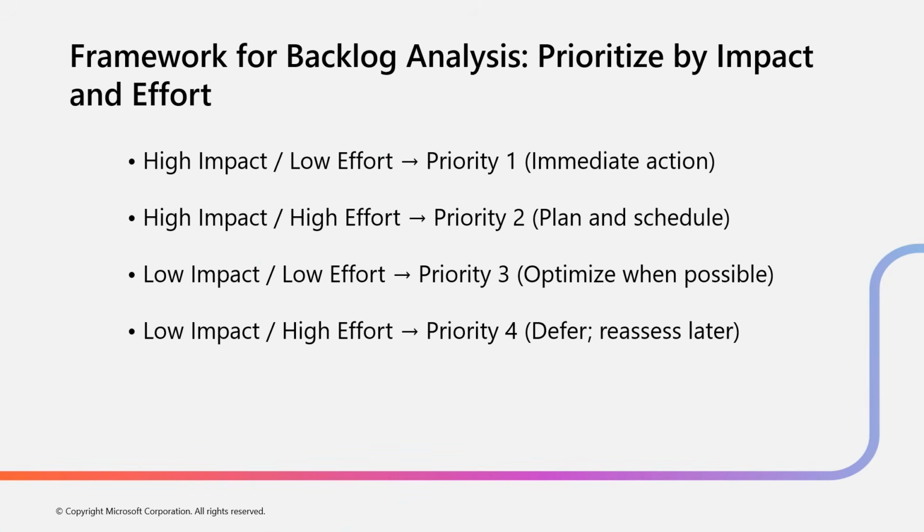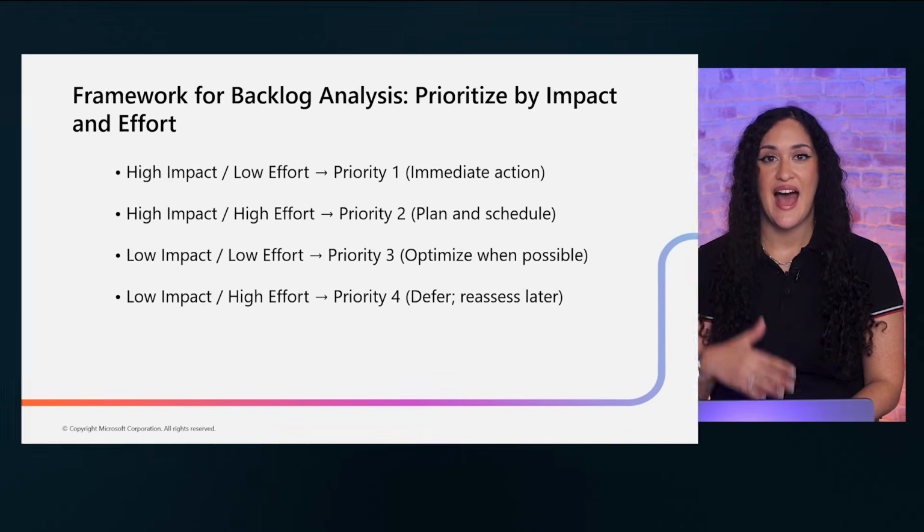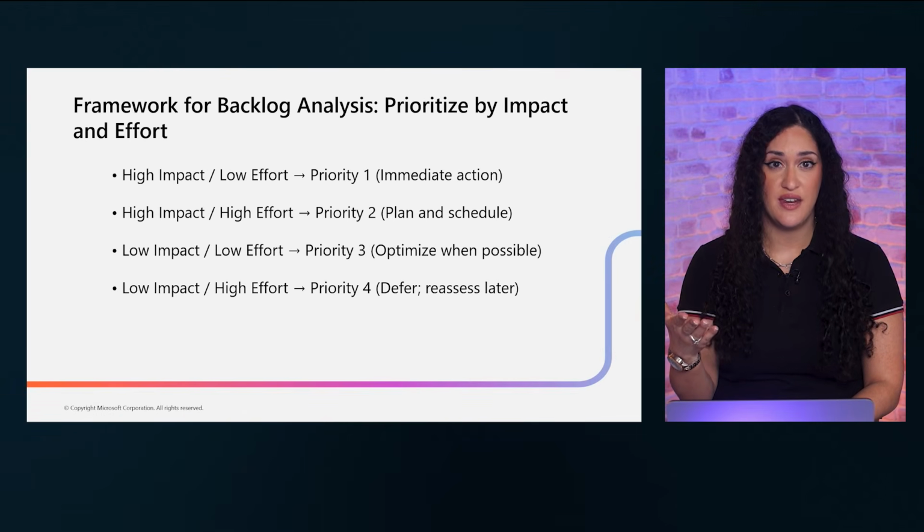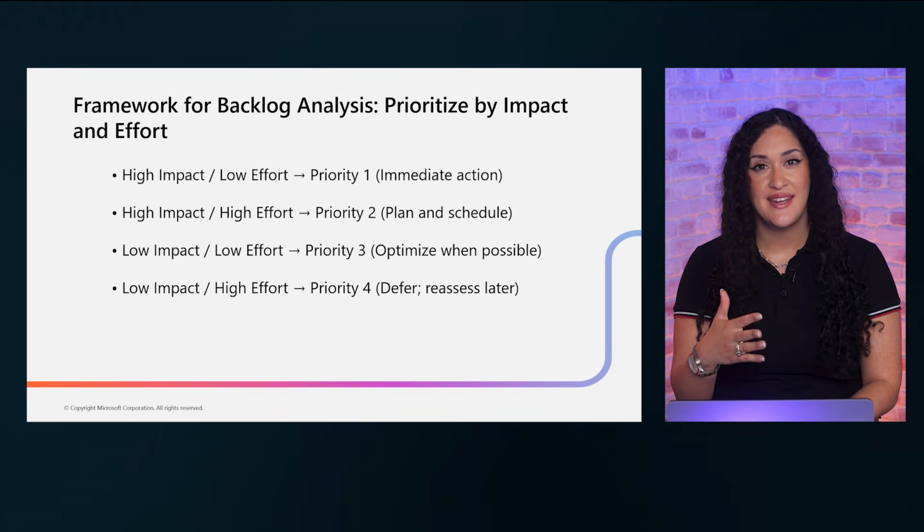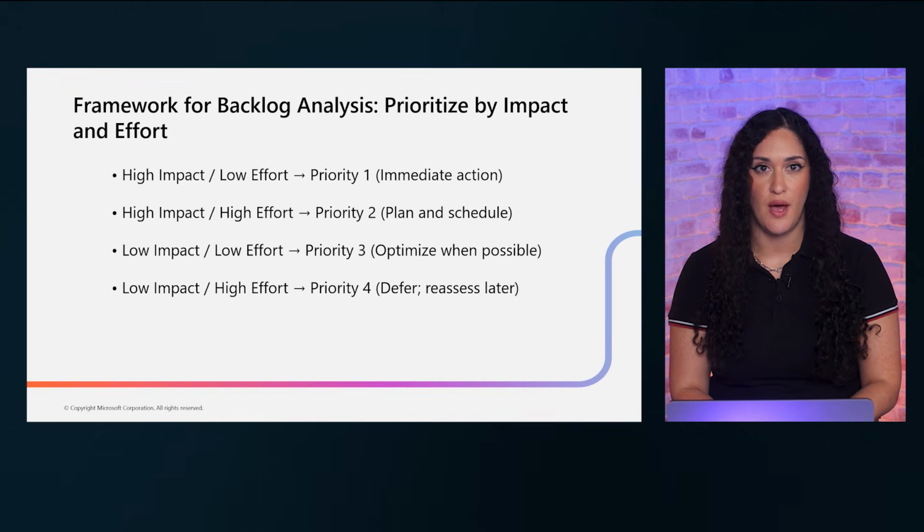Once you have categorized your backlog, the next step is prioritizing by impact and effort. This is a classic 2x2 matrix, but it is incredibly powerful when applied correctly. High impact, low effort items are your priority 1, your quick wins. Fix those immediately. High impact, high effort items are priority 2. Plan and schedule them into your roadmap.